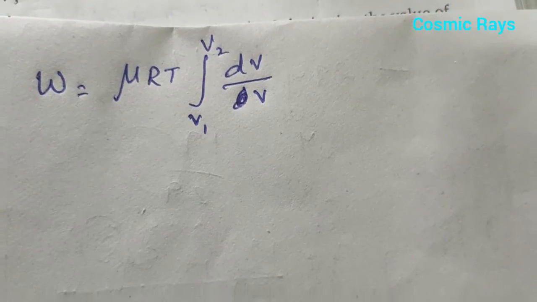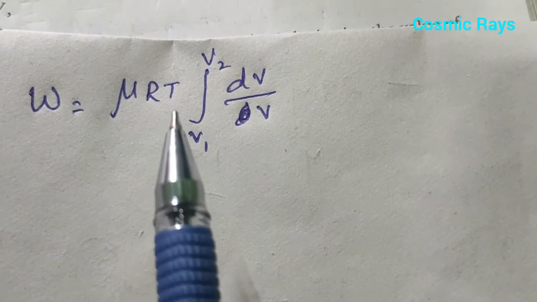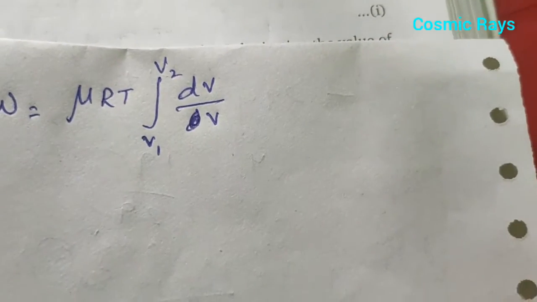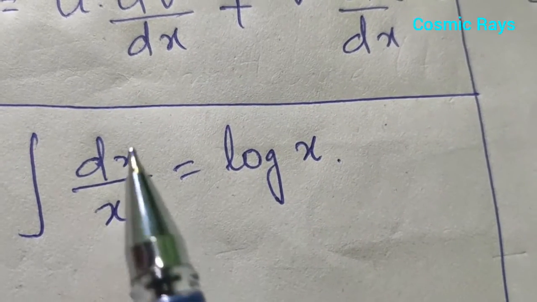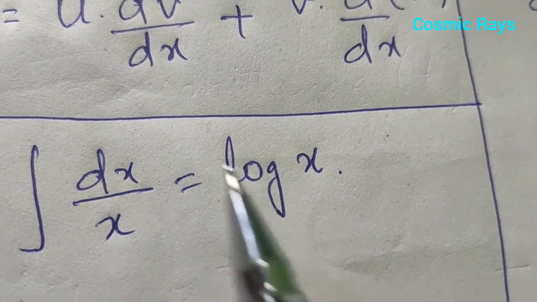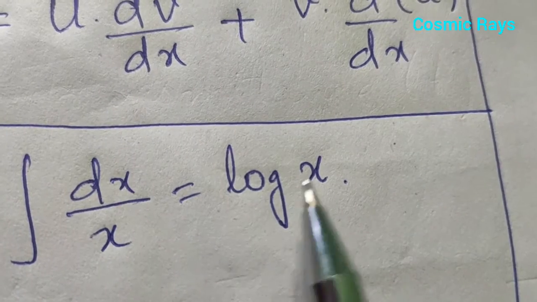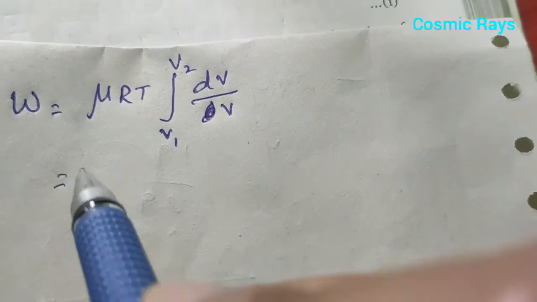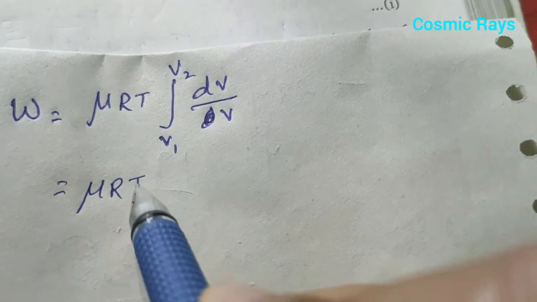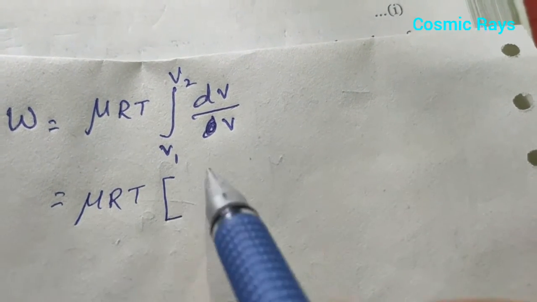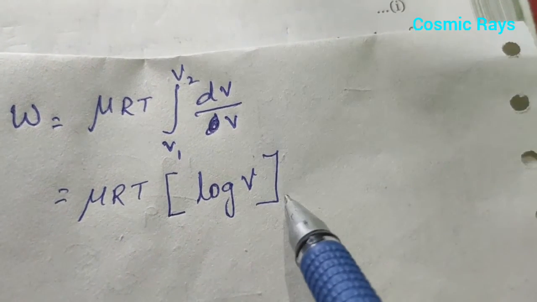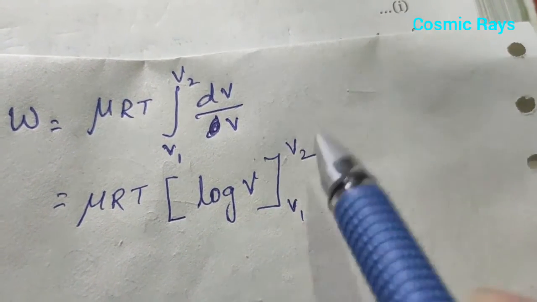So this is the equation, W is equal to mu RT integration from V1 to V2 dV by V. So as we have seen here, the integration formula is integration of dx upon x is log x. So integration of dV upon V will be log V. So we use this formula here and our equation will look something like mu RT log V, and then we have the limits V1 to V2.